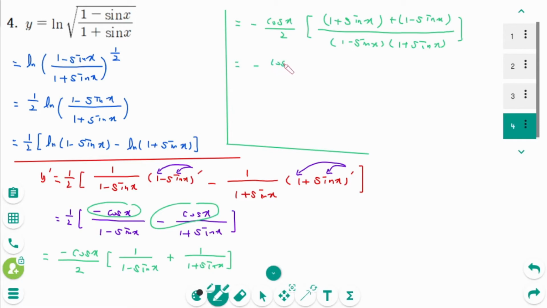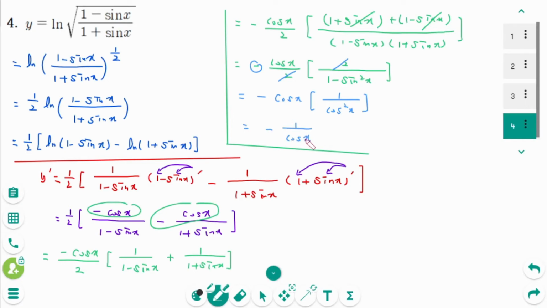equals minus cosine of x over 2 times, plus sine of x minus sine of x, then 2 over, expand, 1 minus sine squared of x, equals minus, cancelled, then cosine of x times 1 over cosine squared of x equals minus 1 over cosine of x equals, the final answer is minus secant of x.